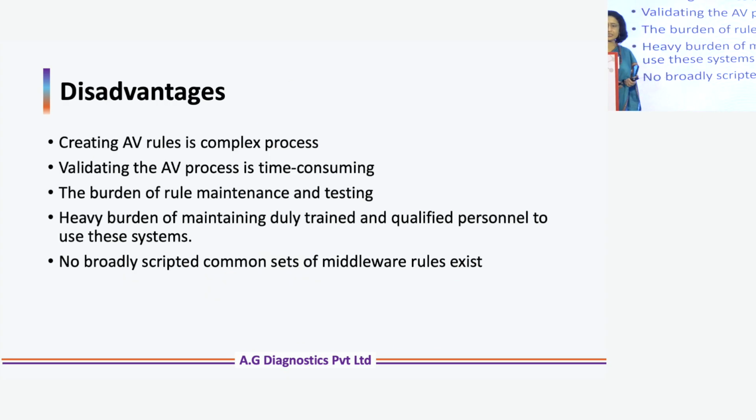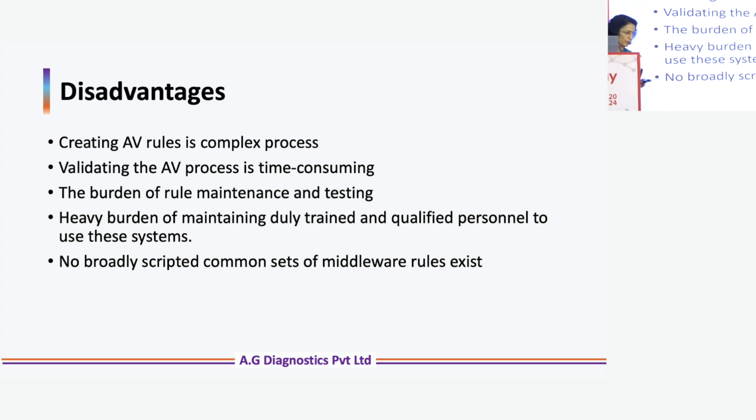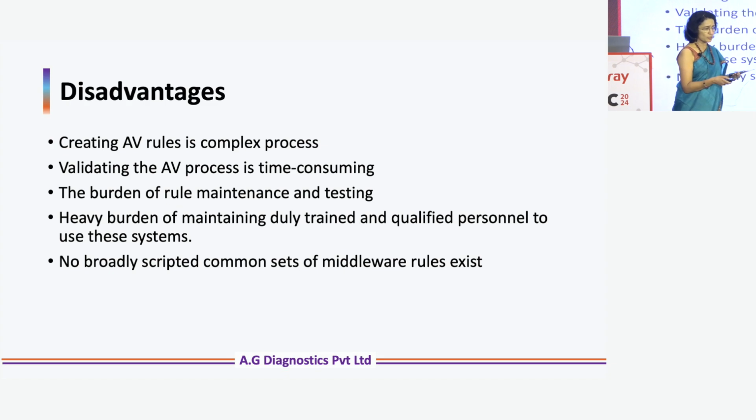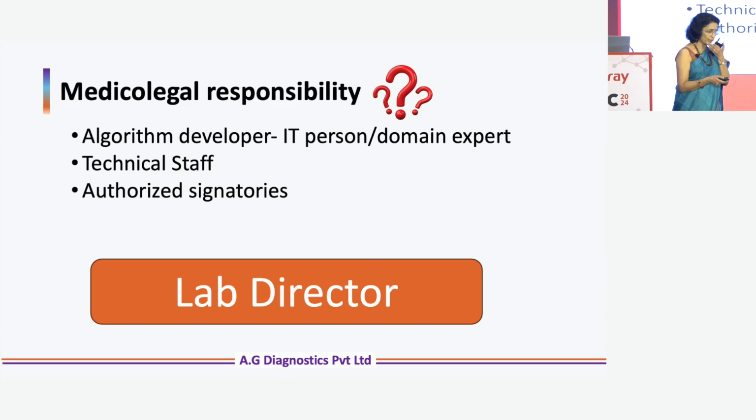So disadvantages: creating AV rules is a complex process, validating the AV process is time consuming, there is the burden of rule maintenance and testing, and the heavy burden of maintaining duly trained and qualified personnel to use these systems, and no broadly scripted common sets of middleware rules. So all these are the disadvantages, challenges at the moment which we are trying to overcome.